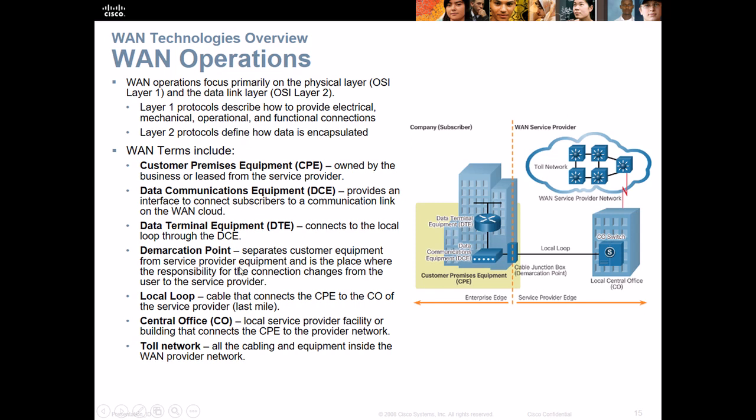The demarcation point, again, is the point where the responsibility of the organization ends and the responsibility of the service provider begins. The local loop is sometimes referred to as the last mile. That's the connection from the demarc point, the junction box, all the way to the central office. The central office is where the connections that connect you to the WAN are. All right. And the toll network is all the cabling and equipment inside the WAN provider.